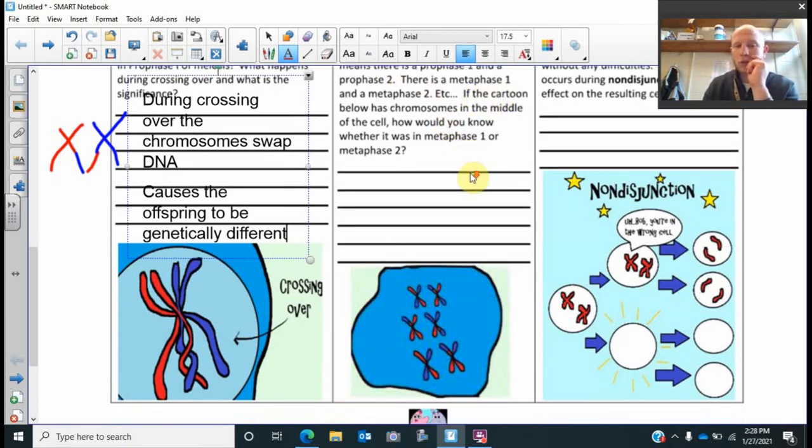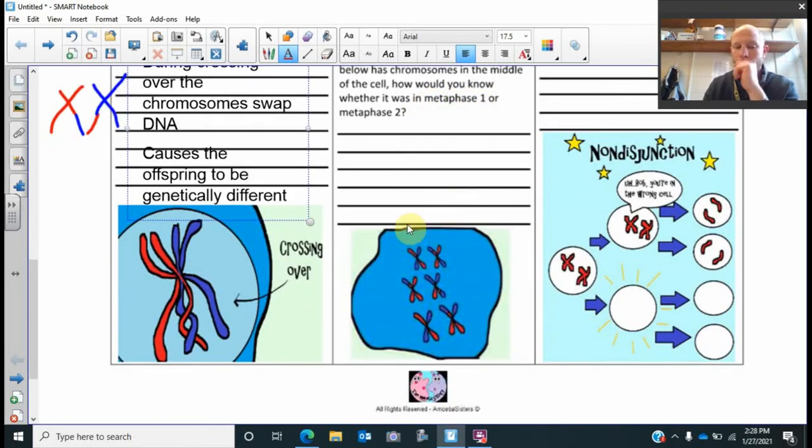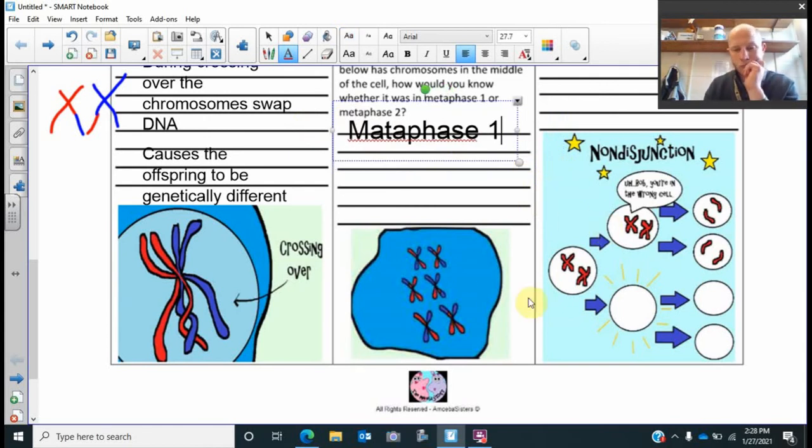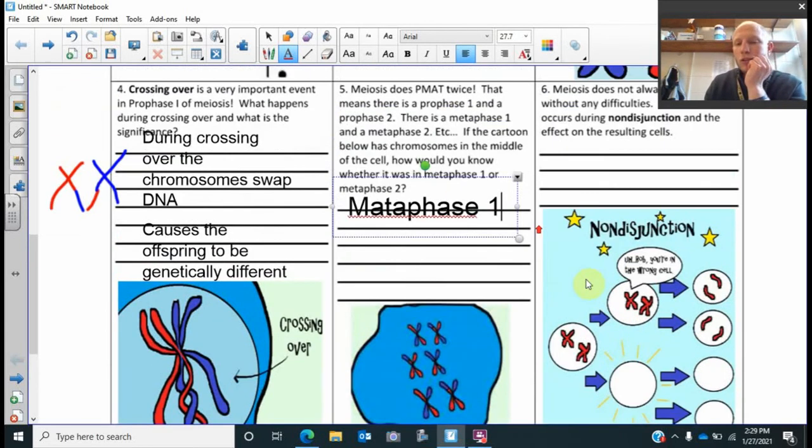If the cartoon below has chromosomes in the middle of the cell, how do we know whether it's metaphase 1 or metaphase 2? So what is this? Is this metaphase 1 or metaphase 2? This is actually metaphase 1. And how do we know this is metaphase 1? Well, number 1, how many cells are there? 1, right? Here's 1 cell. We're in metaphase 1. And so this would be meiosis 1. This is meiosis 2. During meiosis 2, they have 2 cells that are starting to divide. Here, we still have 1. But then also, we have these guys.